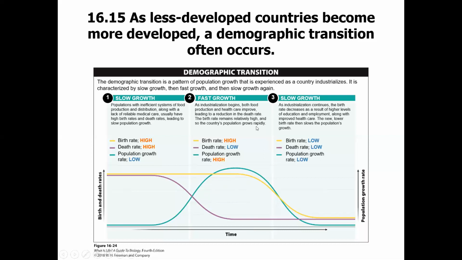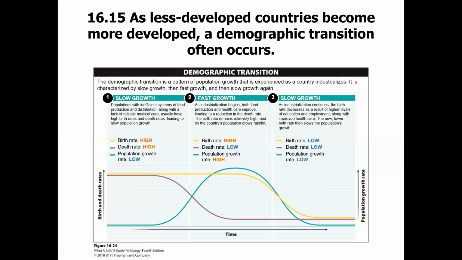So a lot of the focus on controlling population growth has to do with countries that are in this area with fast growth, where they have started to industrialize, but we need them to move into step 3, which is the slow growth phase. So as these countries begin to industrialize, become more and more industrialized, they have higher levels of education and employment and much better healthcare. Ultimately, the birth rate will drop much lower, and the death rate will also drop much lower, but overall, the population growth rate will be much lower and much slowed down.